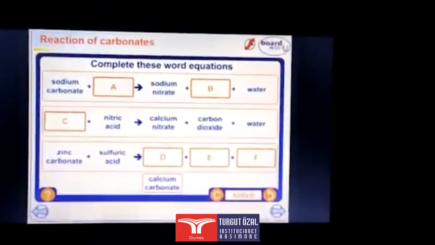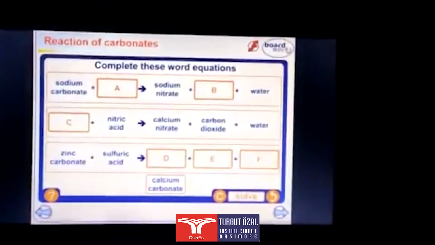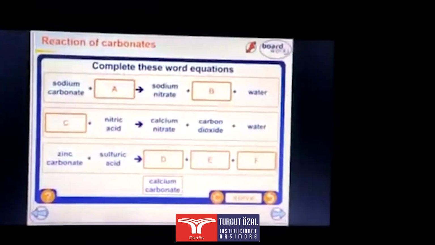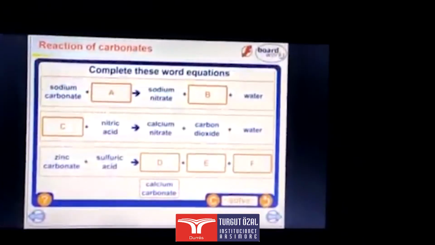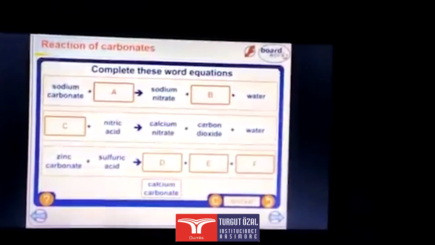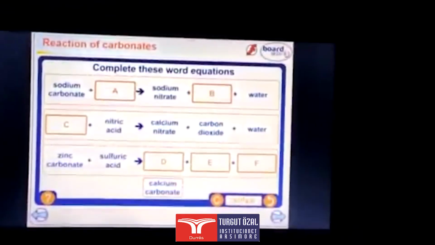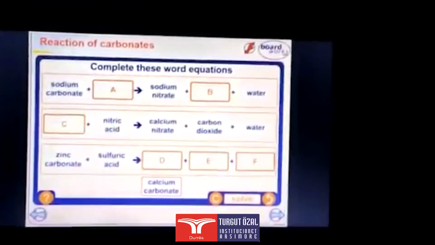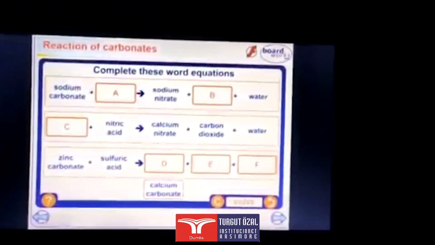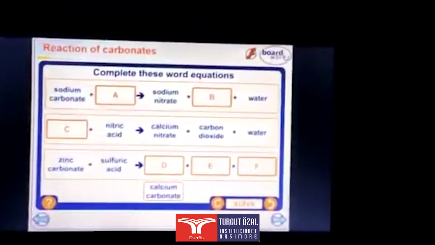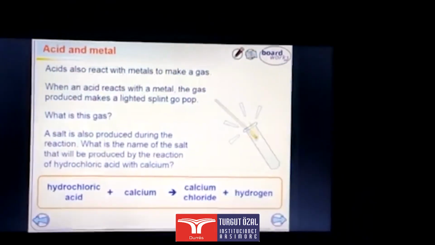Once again, another exercise. Complete these word equations. Sodium carbonate plus another reactant will give sodium nitrate plus another product plus water. Nitric acid plus one reactant will give calcium nitrate, carbon dioxide, and water. Zinc carbonate plus sulfuric acid will give three products, and another one is calcium carbonate.